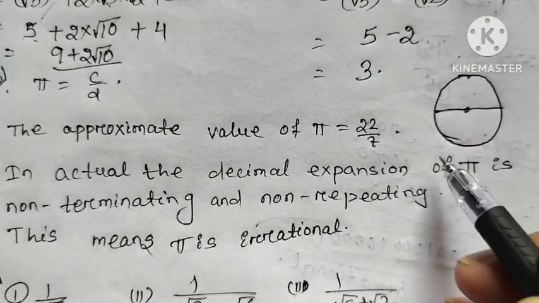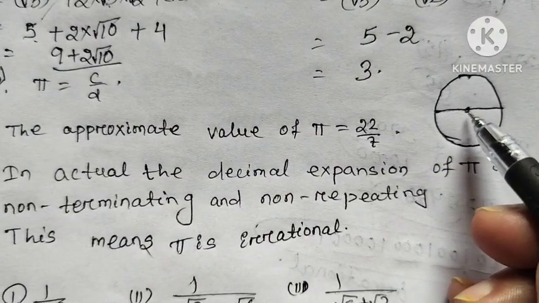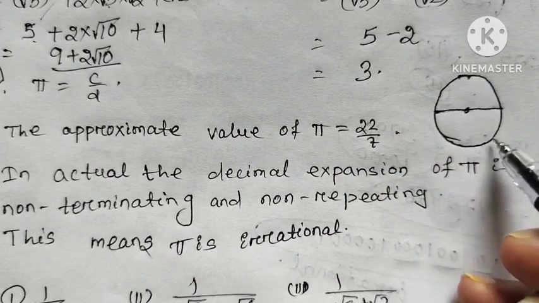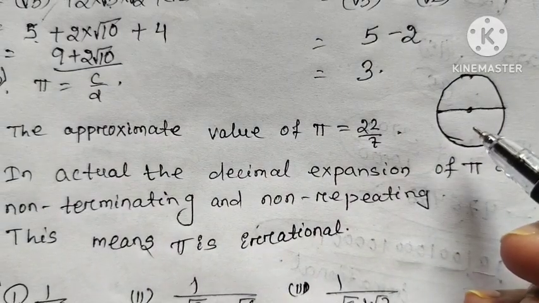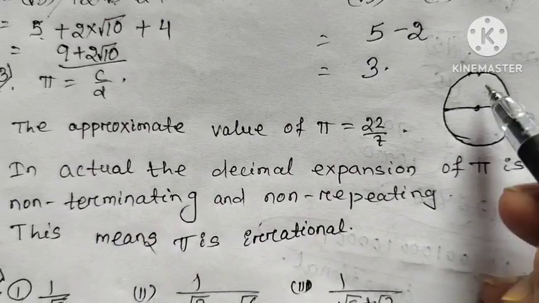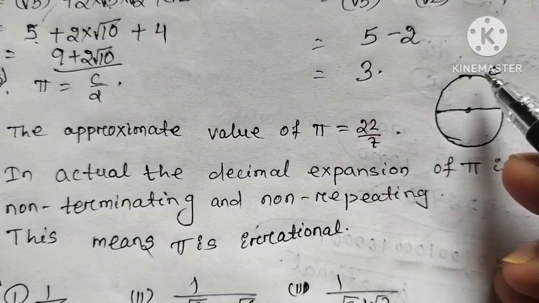Diameter: a line segment that will pass through the center, touching the circumference. Circumference means what? The whole circle. Yes. Here it is written, pi is defined as the ratio of the circumference. Circumference, say C.